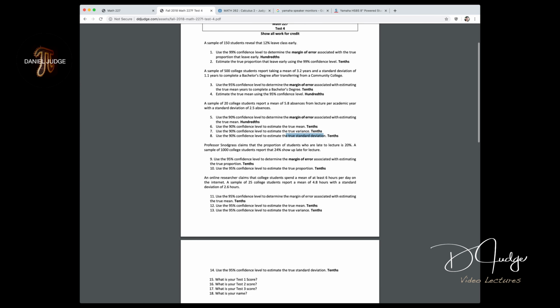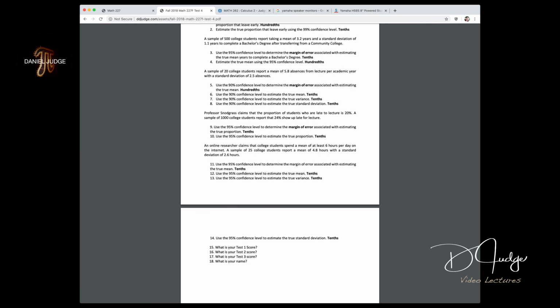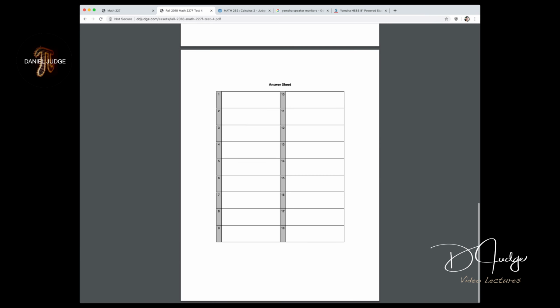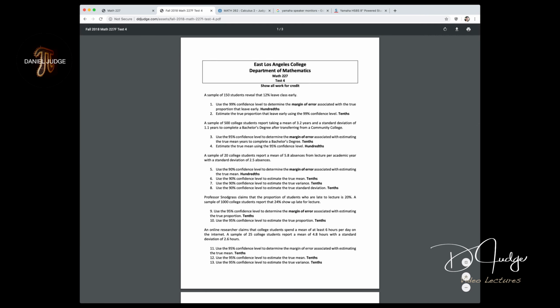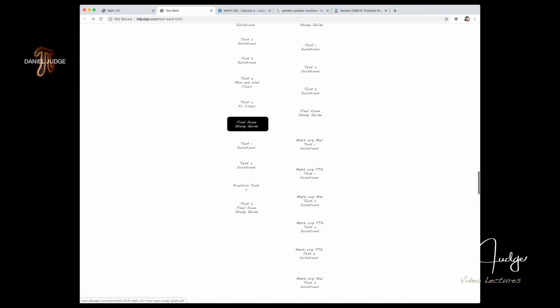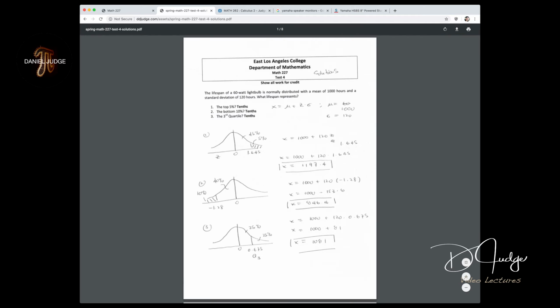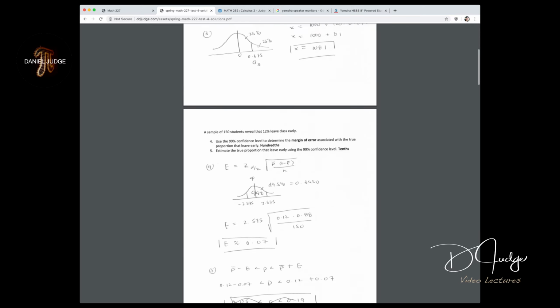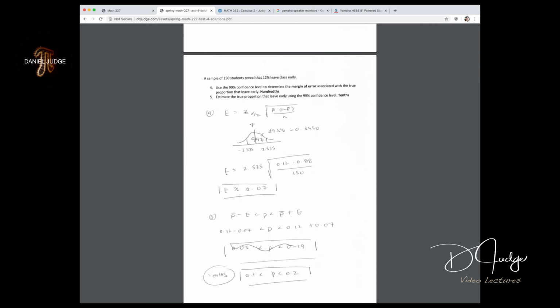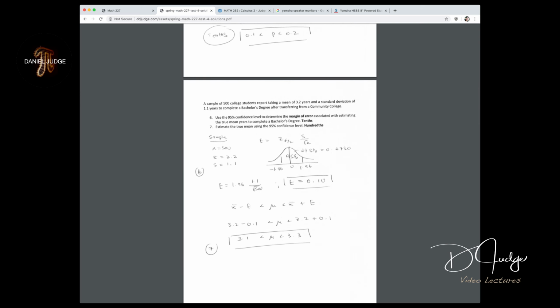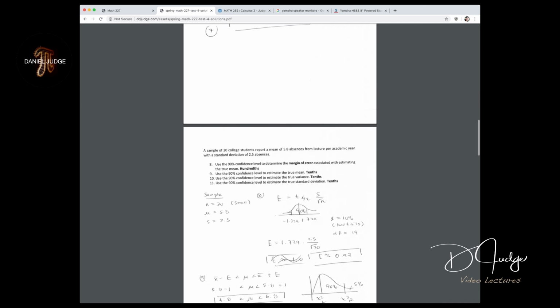So this is a test 4 that has some estimation and it has some hypothesis testing on it. So there is past, and I have the work. I mean, there is past tests. So anyway, this is something there. I got to find some more. So we got here. Here's estimation questions. Here we go. Here's some estimation questions for you guys.